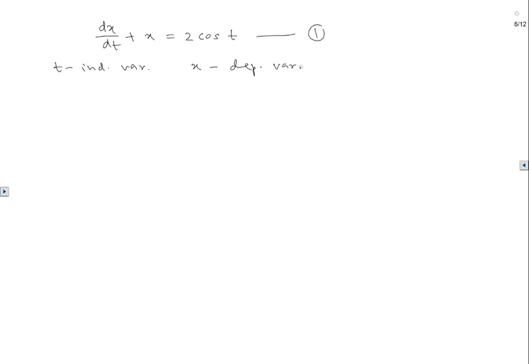It's always a good idea to figure out what is the independent variable and what is the dependent variable. That means you need to find x as a function of t. So we normally write this as x equal x(t), just to make sure it's a function of t. Now the thing is that we don't know how to do that, but I'm going to pose this question.